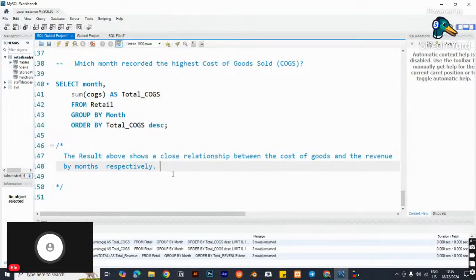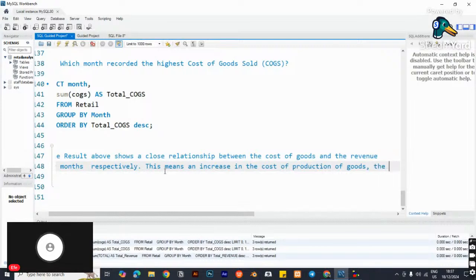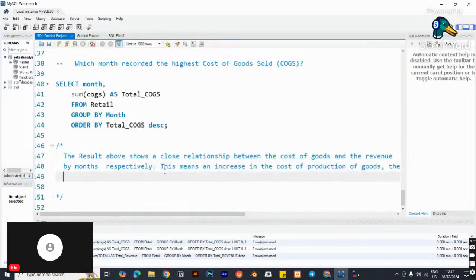So I'm just showing you how to. So we can also say, let me try to augment this. Okay, so this means an increase in the cost. Okay, let's try it. Yeah, beautiful. An increase in the cost of production of goods. So we're trying to bring it back home. We're trying to communicate now, having gotten insight from our data. The more, okay, let me put here, the more likely.